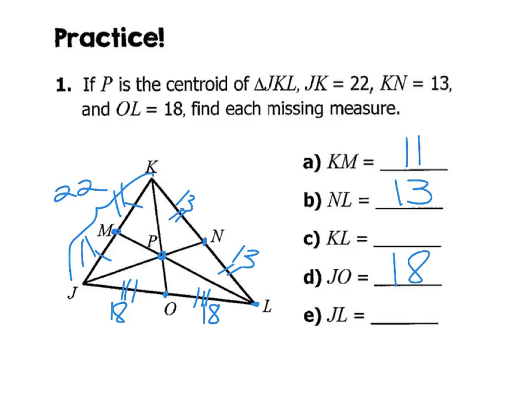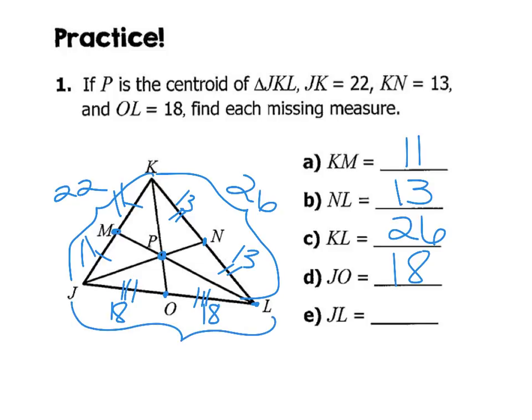And we needed to know, let's see, what else? Does that solve anything else? Let's see, what else can we figure out? If we needed to know KL, KL is this whole distance, and we know that each is 13, so this has to be 26. And last but not least, oops, I wrote that in the wrong spot. KL is 26. And then JL is this whole thing right here, and we know each is 18, so this is 36. So JL is 36. And we just found all the missing measures we needed to know.